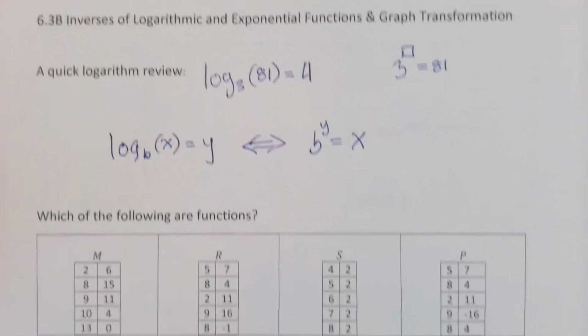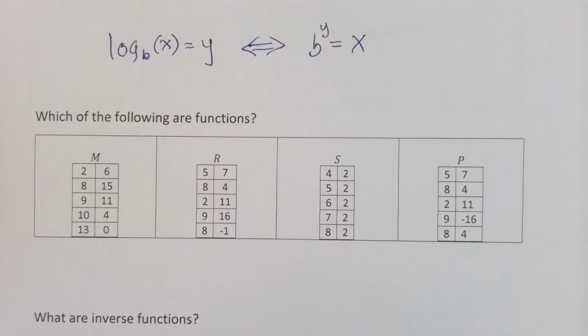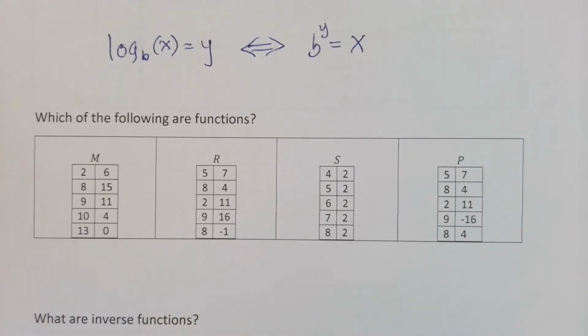Now, we also want to know what functions are. Which of the following are functions? Now, what is a function? It's a set or a collection of ordered pairs, either finite or infinite, where a certain rule is followed. Each of the first elements in these pairs is paired with only one second element. Each x is assigned a unique y.